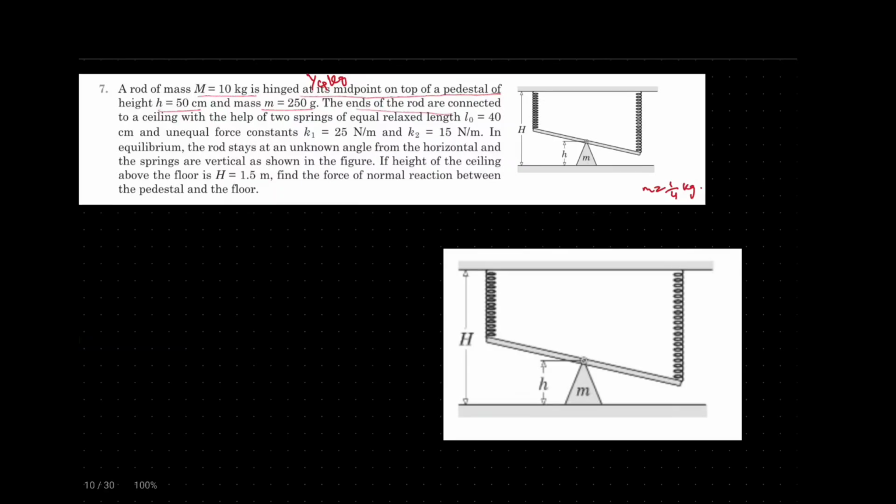And now the ends of the rod are connected to a ceiling with the help of two springs of equal relaxed length L naught equal to 40 centimeters. The relaxed length of the springs is 40 centimeters, which means 0.4 meters.